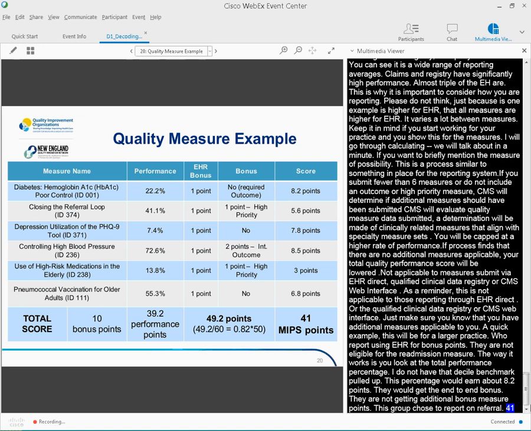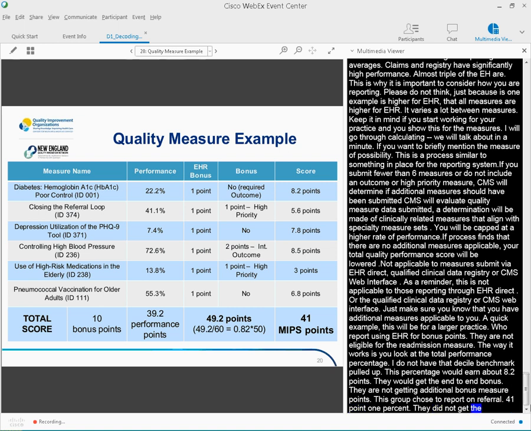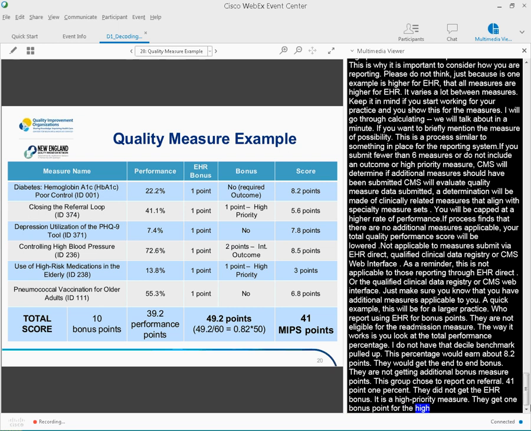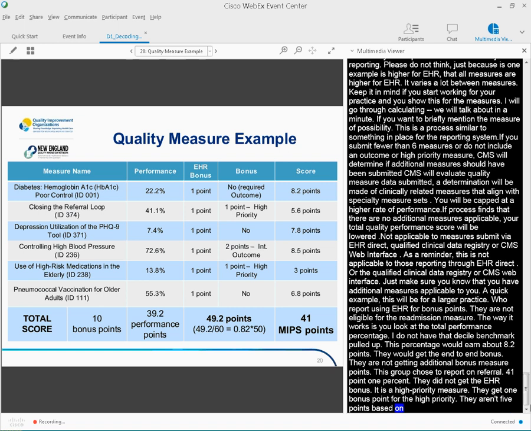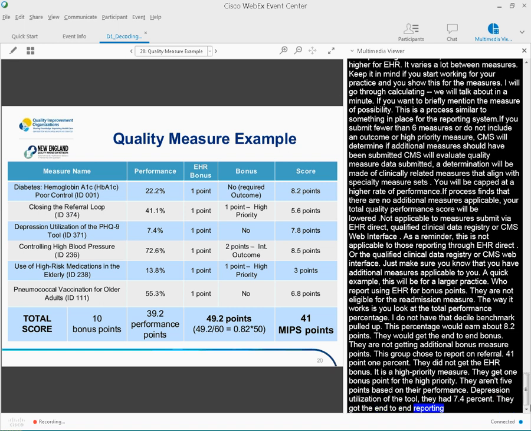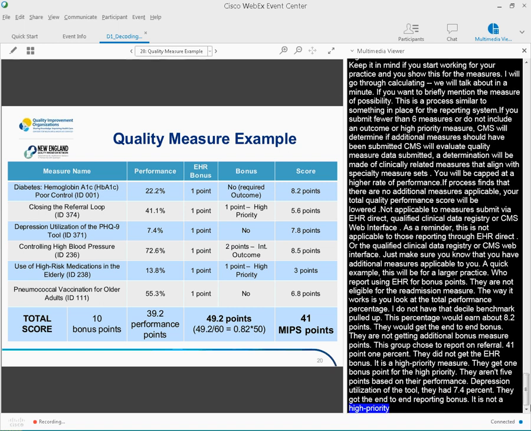This is a high priority measure, so since they already met the one required outcome, they're getting 1 bonus point for that being an additional high priority. And then they earned 5.6 points based on their 41.1 performance. Depression utilization of the PHQ-9 tool, they had 7.4% performance. Again, they got the end-to-end reporting bonus. It is not a high priority or an outcome measure, so they did not get bonus points there. And their performance earned 7.8 points.